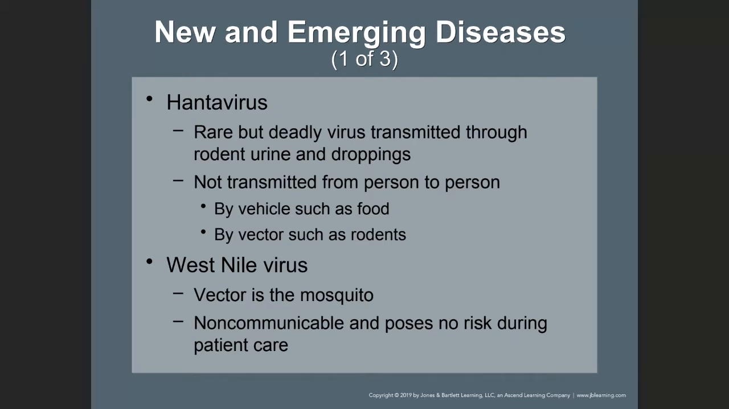The West Nile virus is a virus that is transmitted by mosquitoes. It's very rare. 1 in 5 persons will catch it, and 1 in 50 will become severely ill. When they become ill, it is usually linked to encephalitis or meningitis. So the vector is the mosquito. It's non-communicable and it poses no risk during patient care.